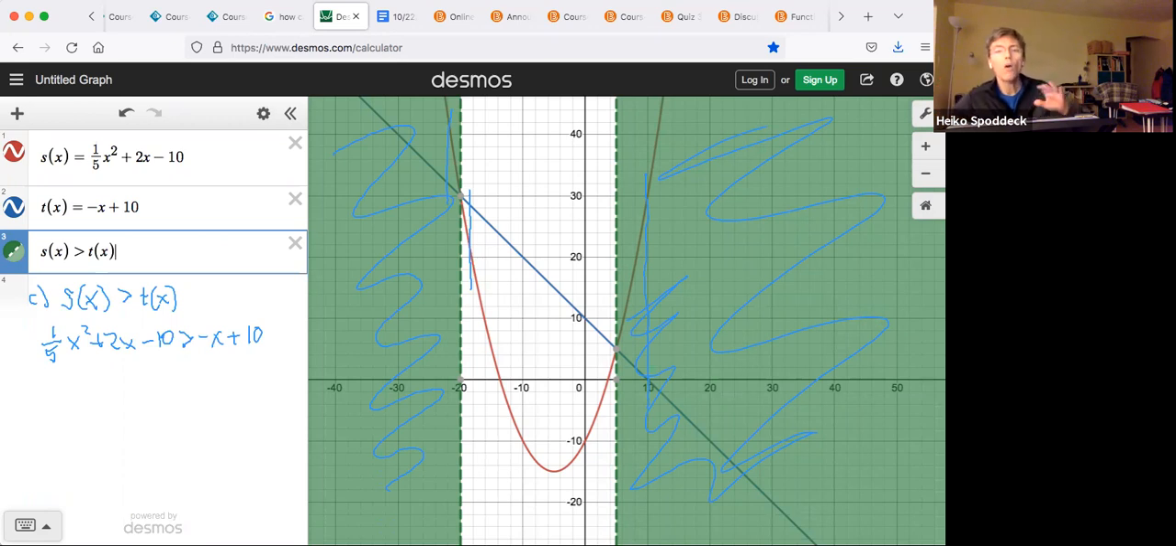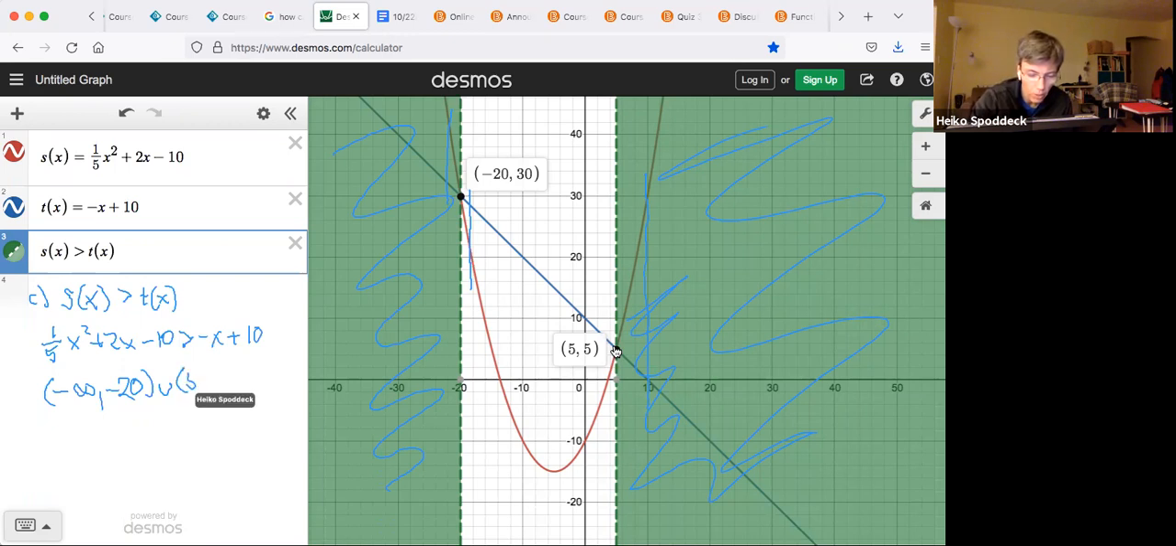And so you can see everything from negative infinity all the way until our intersection point. Now I only write X less than negative 20, because I'm talking about solutions. The solutions are always an X. And then union, because now I jump the middle part, and then I keep going on the right side, starting at X equals 5, all the way to positive infinity.